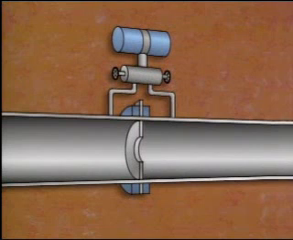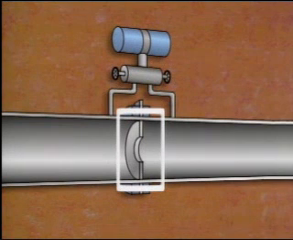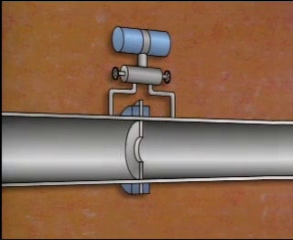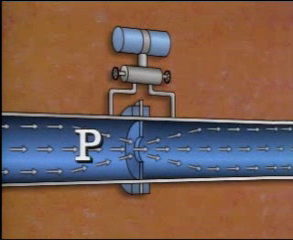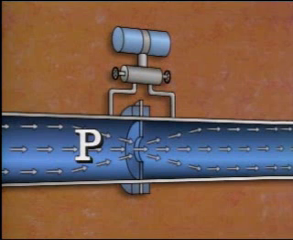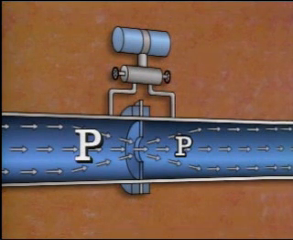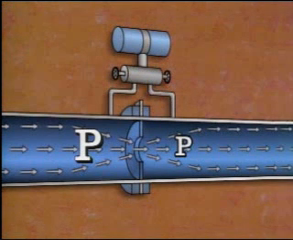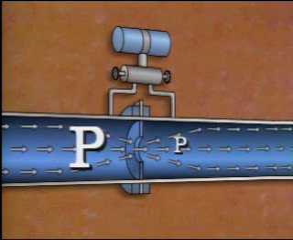Here's one example of a device that provides a flow measurement indirectly. In this arrangement, a thin plate with a hole in its center, known as an orifice plate, is used to restrict the flow of fluid through a pipe. When fluid flows through the orifice, the pressure on the upstream side of the plate is greater than the pressure on the downstream side. The difference between the two pressures is proportional to the flow rate of the fluid through the plate. The greater the difference between the two pressures, the greater the flow rate.